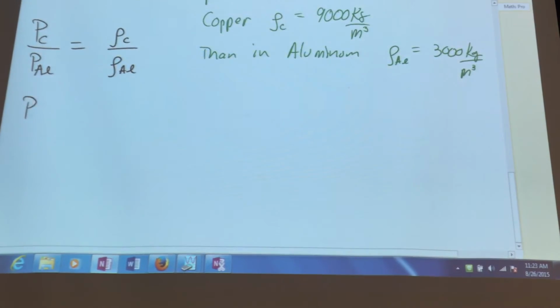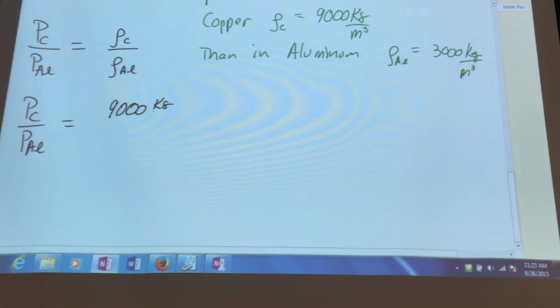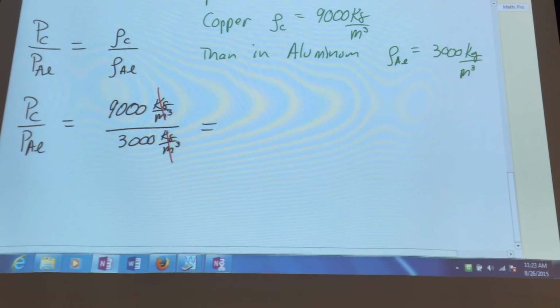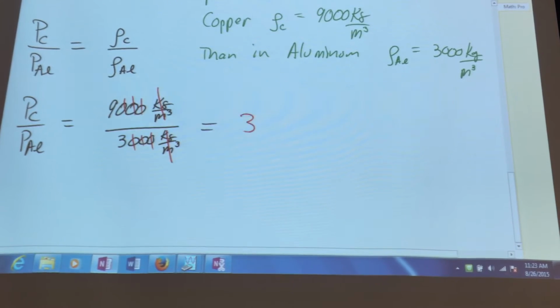All right, so the probability of being absorbed by copper divided by the probability of being absorbed by aluminum. We can now put this stuff in, 9,000 kilograms per meter cubed divided by 3,000 kilograms per meter cubed. And we do the math. We notice that the units disappear. That's nice, no units, that's good. A whole bunch of zeros disappear. And we know what 9 divided by 3 is. 3. There we go. All right.